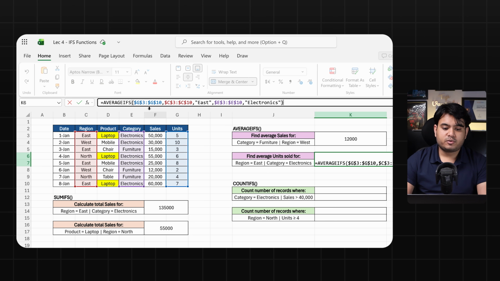Again I am going to explain how I wrote this formula. First is your average range, which should be your units. Then second will be your first criteria, which is region should be east. So I have selected region and it should be east, and then it should be the criteria category, and in category it should be electronics.